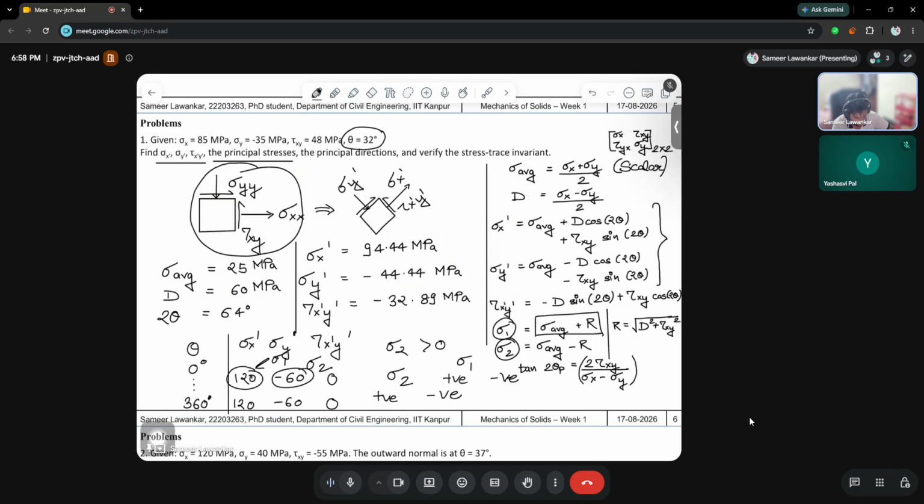But when we try to compare sigma 1 and sigma 2, the value which is on the higher side is defined as sigma 1, and the one on the lower side is defined as sigma 2, irrespective of the sign. I hope this is clear now. You may ask if you are unclear till now also.